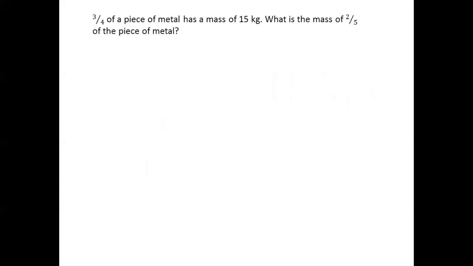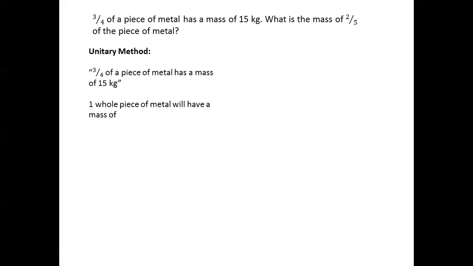Next. On our second problem, we have 3/4 of a piece of metal has a mass of 15 kilograms. What is the mass of 2/5 of the piece of metal? Again, we'll begin with the unitary method. For the unitary method, we must first determine what is the mass of one whole piece of metal.